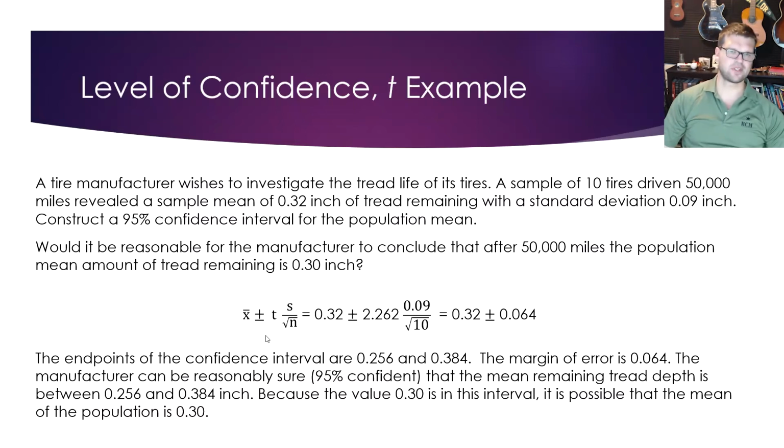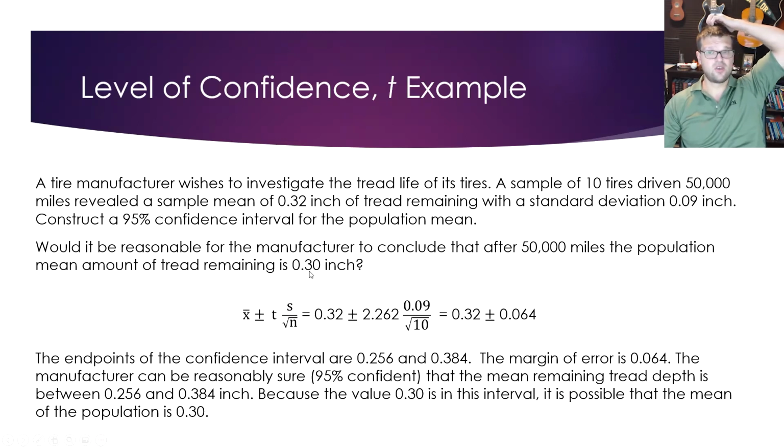So we're constructing a 95% confidence interval for the population mean. This is a point estimate of the population mean, but with the confidence interval, an interval estimate if you will, would it be reasonable for the manufacturer to conclude that after 50,000 miles, the population mean amount of tread remaining is 0.3 inches? Well, as long as 0.3 inches falls within the confidence interval that you are constructing, then the answer would be yes.